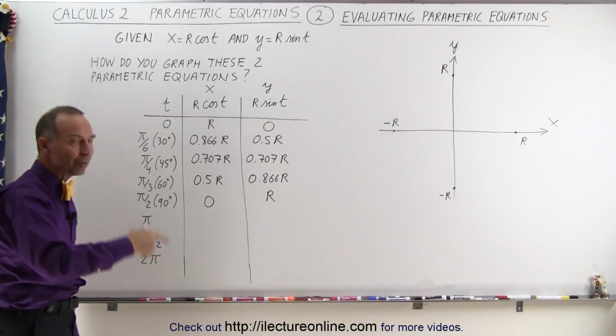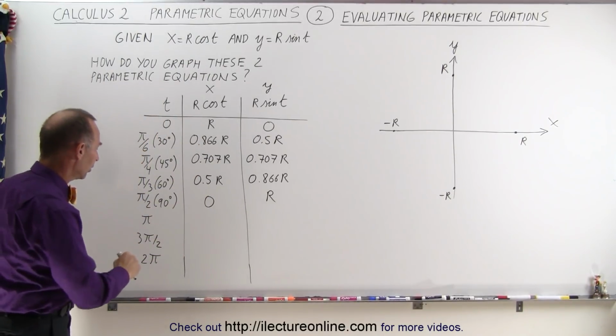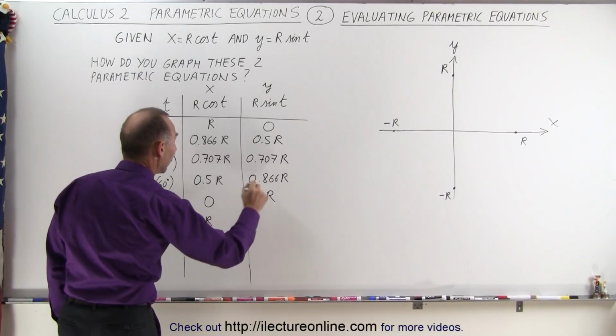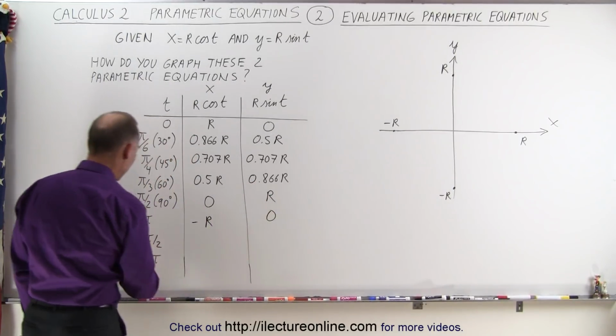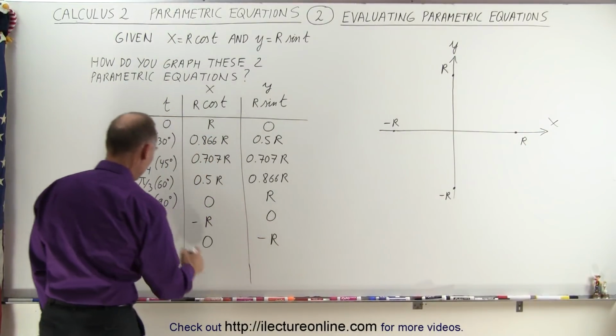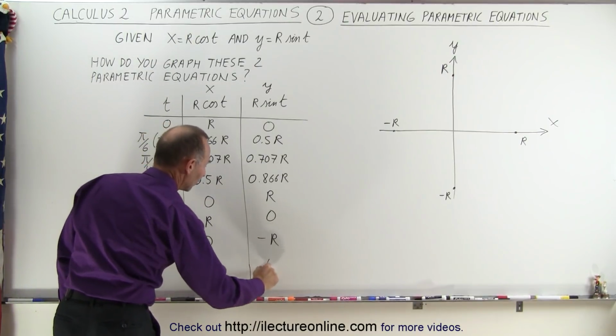If we then continue in that fashion, we'll see that we'll go around the edge of a circle. At pi, r cosine theta would be minus r, and r sine theta would be 0. At 3 pi over 2, this would be 0, and this would be minus r. And then we get back to 2 pi, which is the same as 0. We get r, and we get 0.